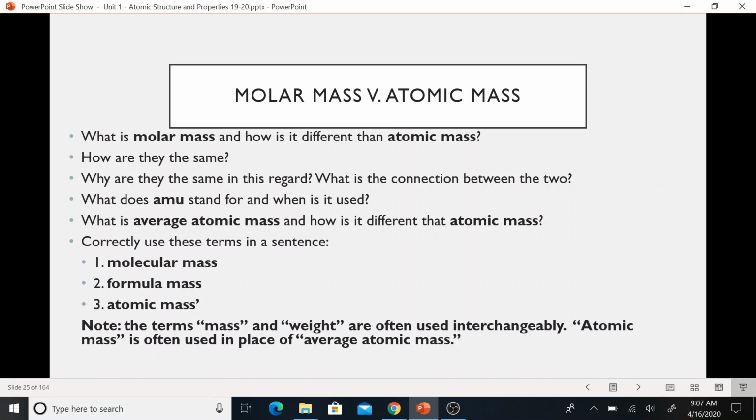Let's see here. It asks you to correctly use the following terms in a sentence. You've got molecular mass. Remember, molecular mass is going to be used to describe the mass of a molecule, something that is covalently bonded to other substances. Formula mass is going to be used to describe the mass of something that has ionic bonding. So something with ionic bonds, we would say that it has a formula mass. And then atomic mass, as we've stated earlier, is going to be the mass of an individual atom, okay?